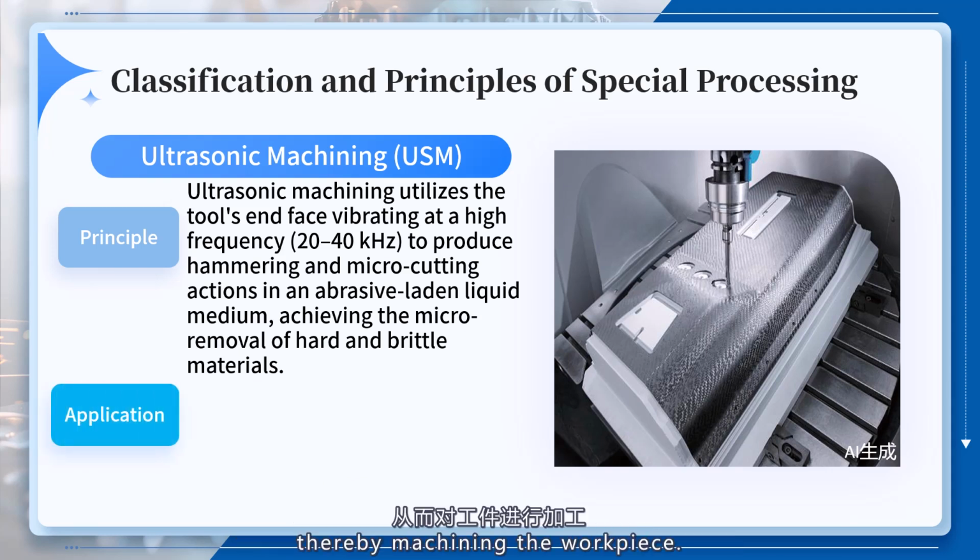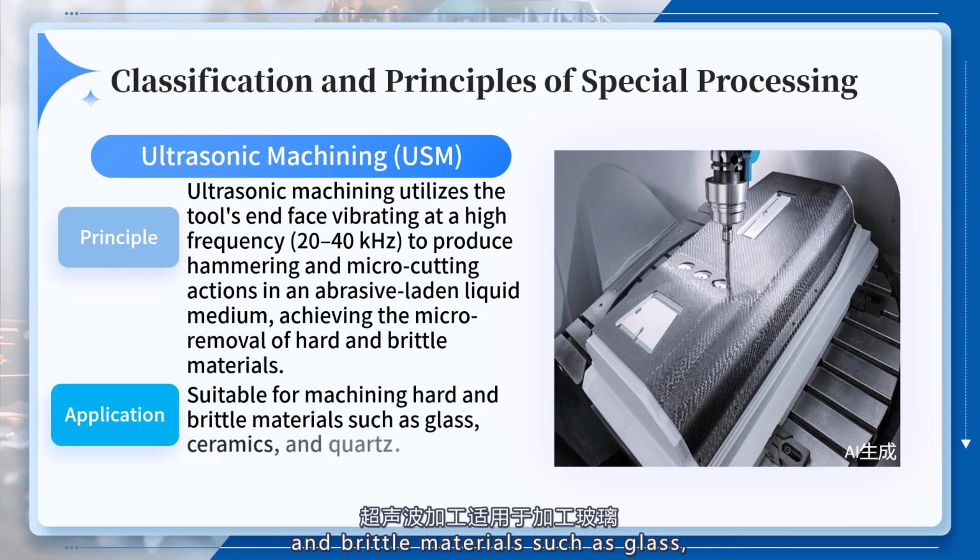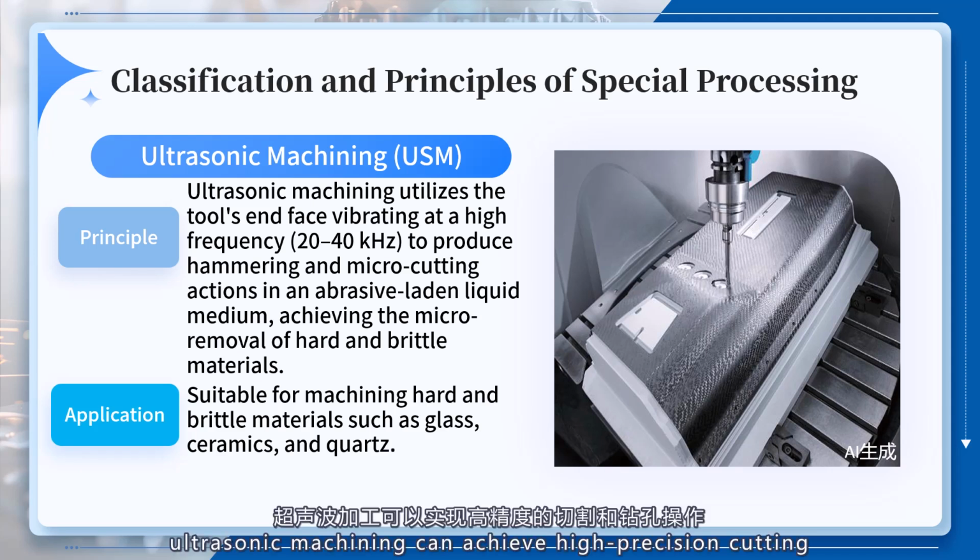Application: ultrasonic machining is suitable for processing hard and brittle materials such as glass, ceramics, and quartz. For example, in the processing of optical glass, ultrasonic machining can achieve high-precision cutting and drilling operations.